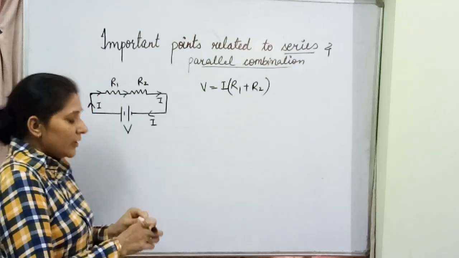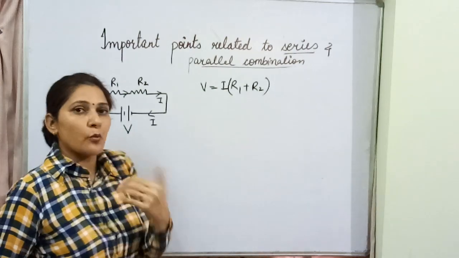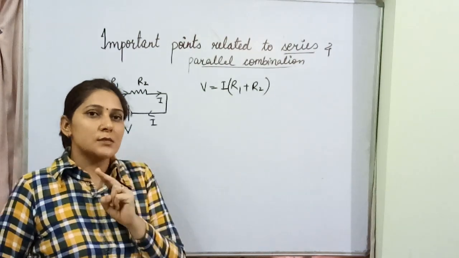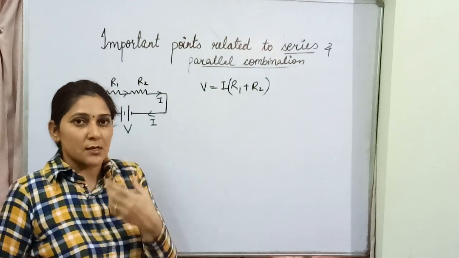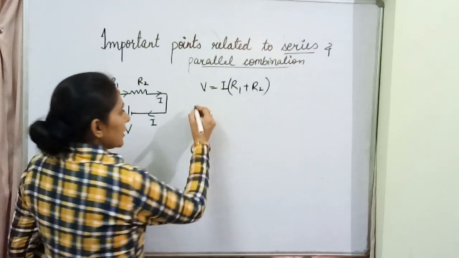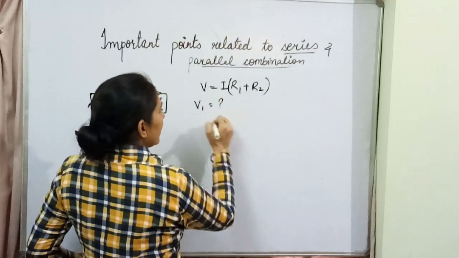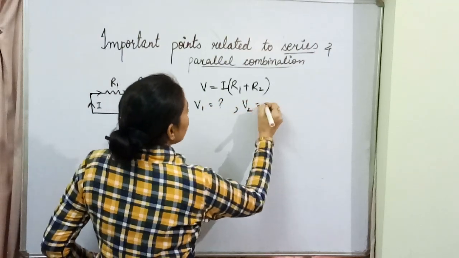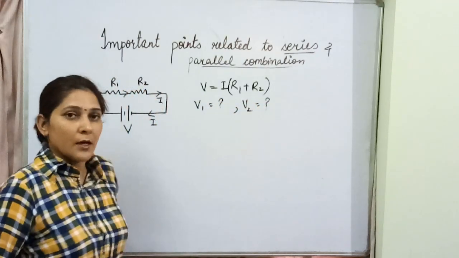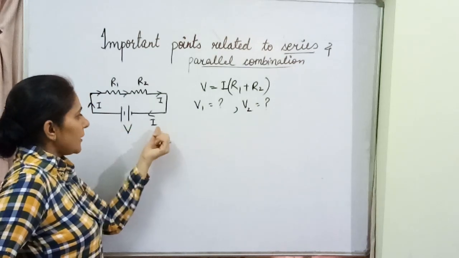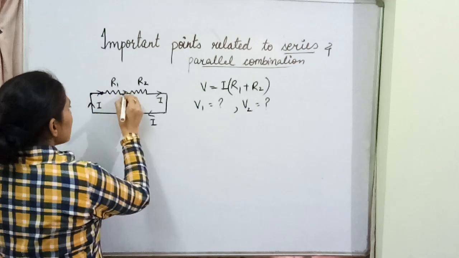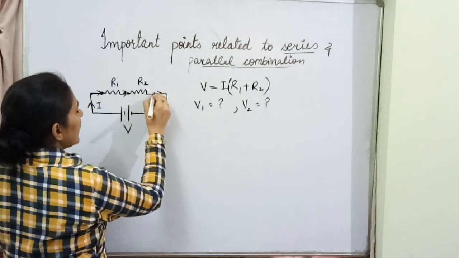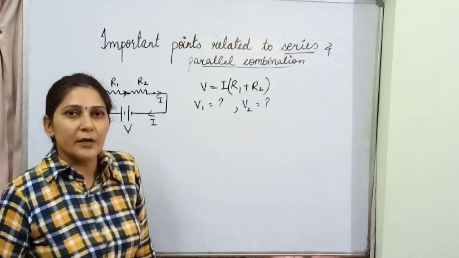Now, suppose in the question two resistors are given and we need to find out the potential difference across both the resistors. Means we need to find out V1 and we need to find out V2. The total potential difference is given, the total current is given, both resistors are given, but we need to find the V1 that will be across this one and the V2 that will be across this one.